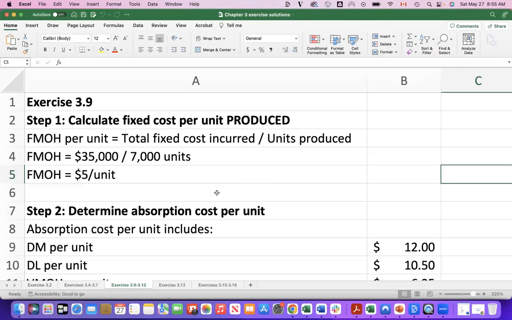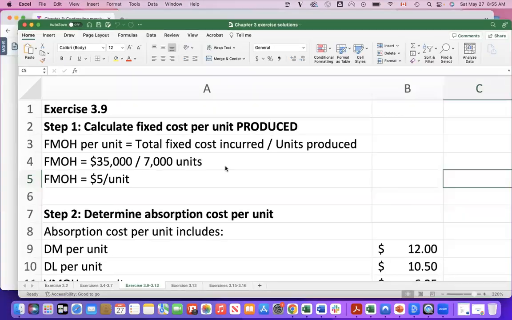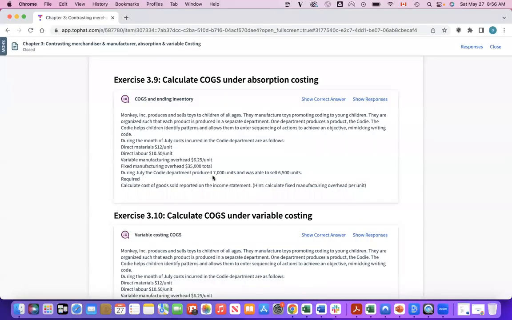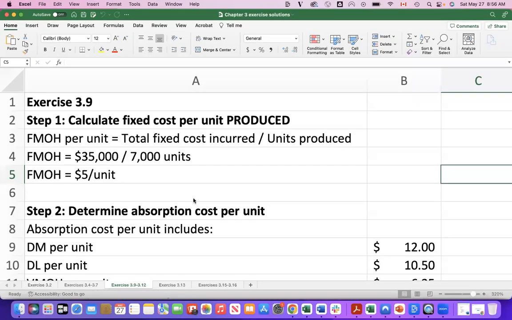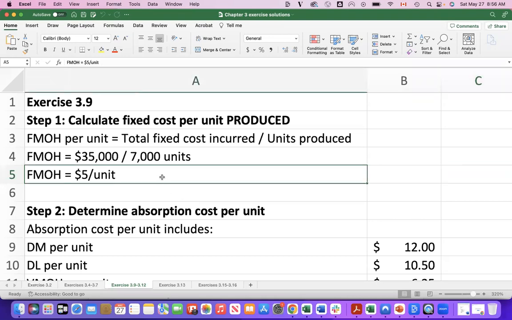So in calculating under absorption costing, our first step is to calculate that fixed cost per unit. Notice that in the question stem, it just gave us the total. We want to convert that to a per unit amount. Simply how we do that, we take the total fixed costs of 35,000. We divide it by the units produced. I know in the question you got two sets of units information. You got 7,000 units produced and 6,500 units sold. Obviously, that 35,000 was incurred in producing 7,000 units. It doesn't relate to the sale there, so that's why we're using the 7,000 as the denominator. We get $5 per unit as far as the fixed manufacturing overhead.